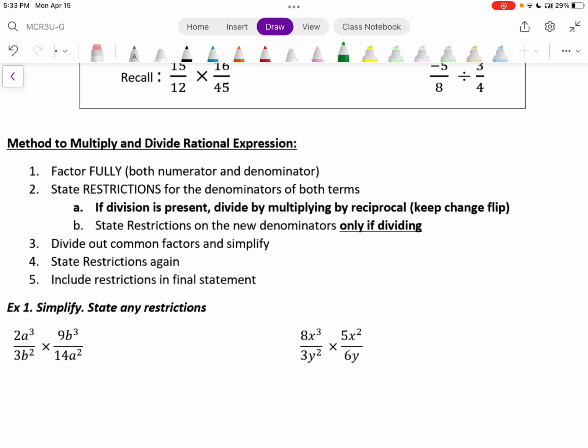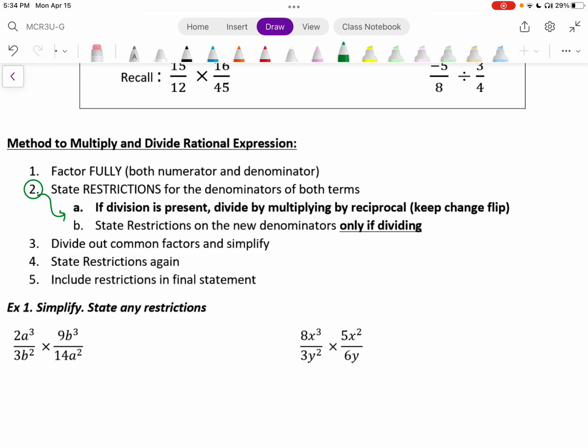So in order to multiply and divide rational expressions, there is 5 steps. You'll notice that for number 2, there's kind of like a subsection. That's important. So always when you're starting with them, you're going to factor fully, which means that you're going to factor the numerator and the denominator completely for both of your terms that you're multiplying or dividing. Then you're going to go ahead and state your restrictions.